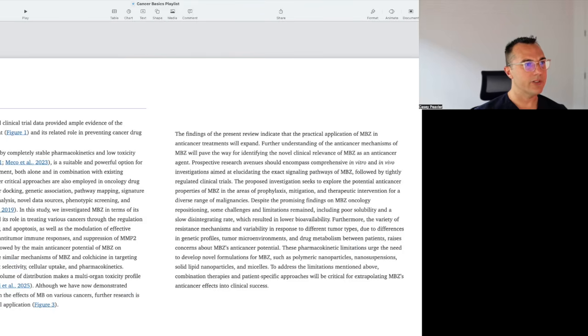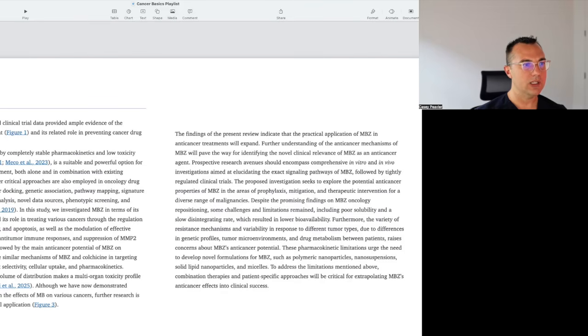Despite the promising findings on mebendazole oncology repositioning, some challenges and limitations remained, including poor solubility and slow disintegrating rate, which resulted in lower bioavailability. Furthermore, the variety of resistance mechanisms and variability in response to different tumor types due to differences in genetic profiles, tumor microenvironments, and drug metabolism between patients raises concerns about mebendazole's anti-cancer potential.